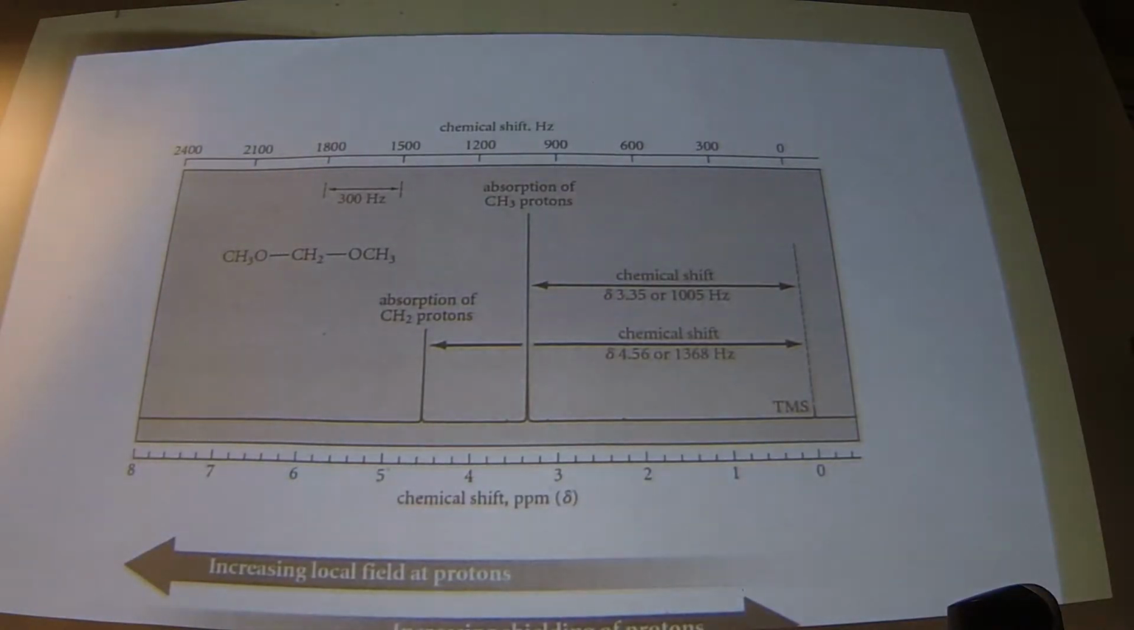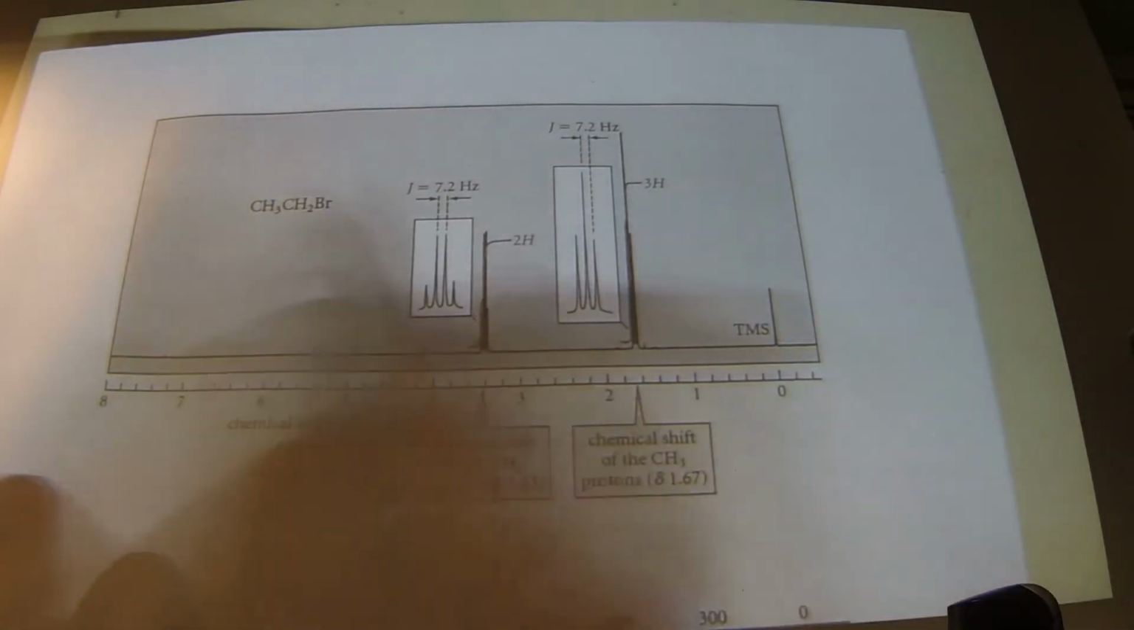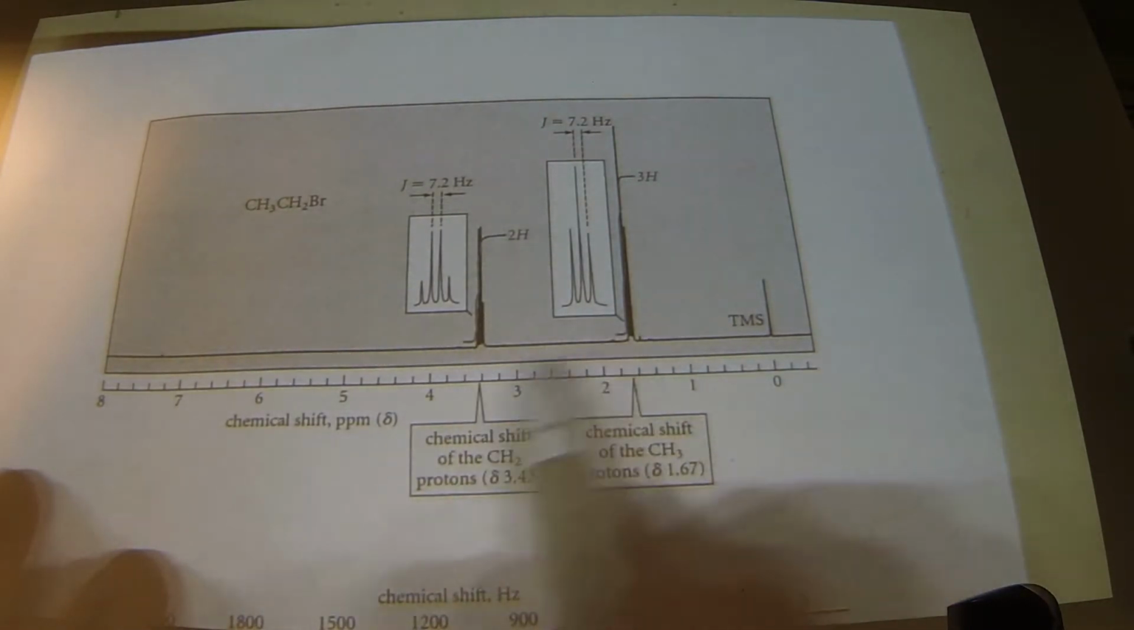Now, the spectrum we talked about so far is dimethoxymethane. As you can see, that spectrum is pretty simple. There's not much there. It has one line for the CH2 protons, one line for the methyl, and it looks pretty simple. Now let's take a look at methyl bromide, CH3CH2Br, and these boxes here are just enlargements of these peaks.